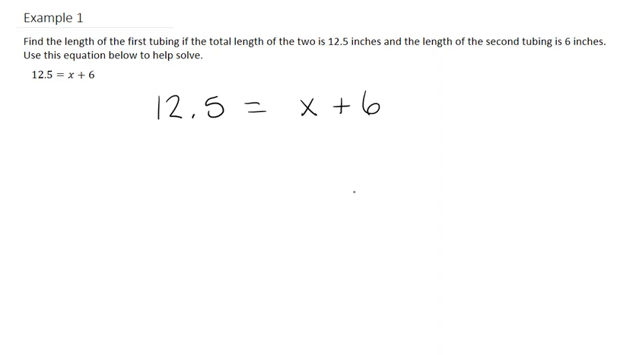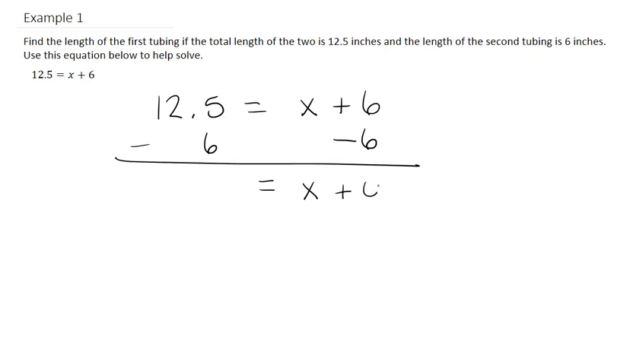So in order for us to get x by itself, we're going to go ahead and do the opposite with this positive term and subtract it on both sides. Because whatever we do to one side, we must do to the other. So we end up on the right-hand side with just x, because it's just x plus 0. Then we have 12.5 minus 6, so that's just 6.5. So x is 6.5 inches.